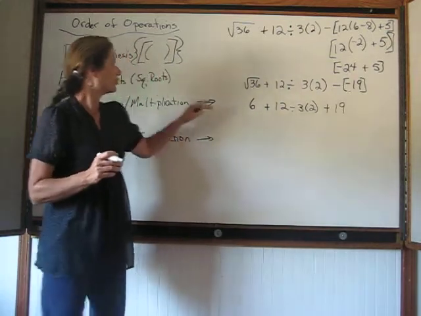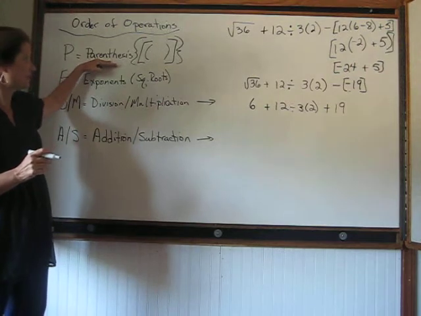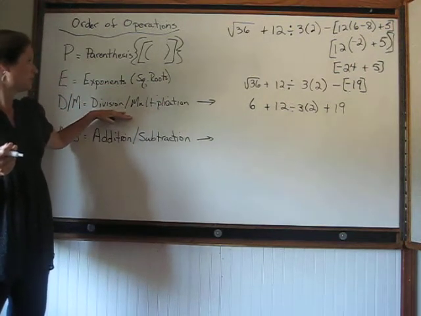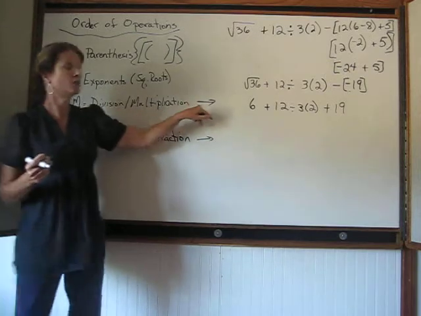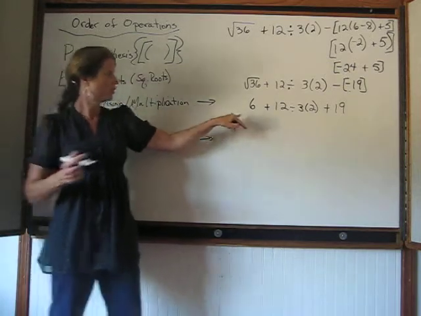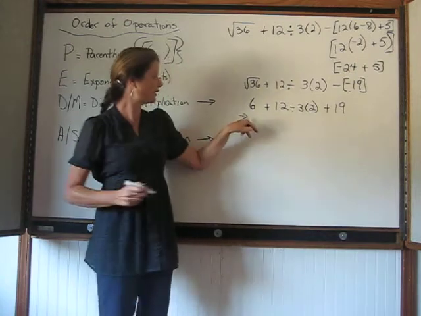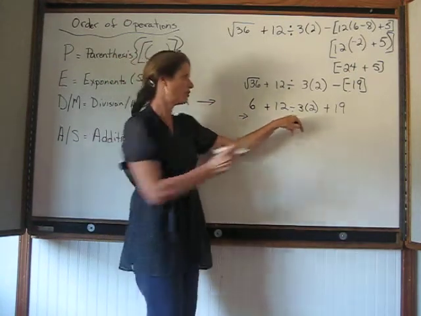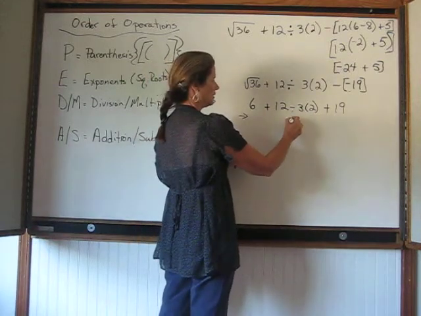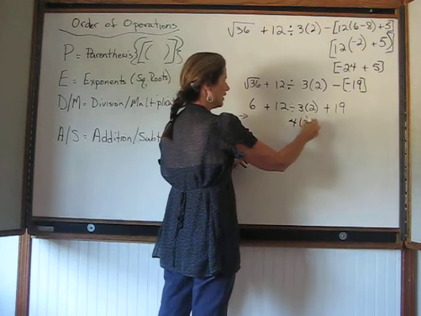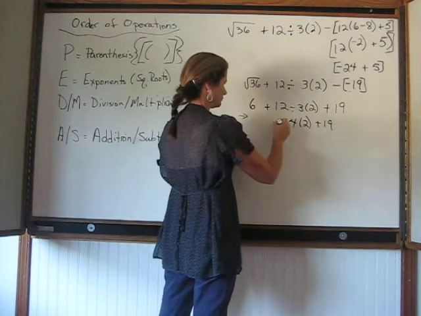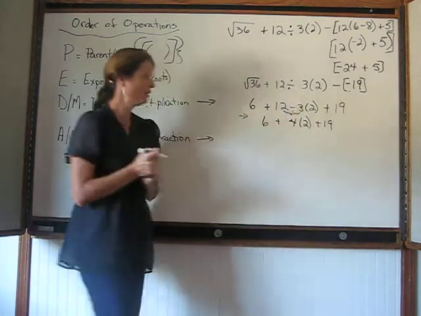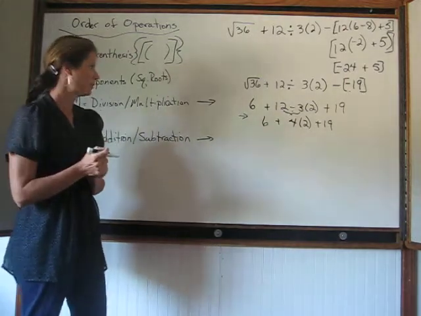All right, let's go back. We've done parentheses. We've done exponents and square roots. Our next step is division and multiplication, working left to right. So we start here. As we work our way across, we hit division first. So let's do this division. 12 divided by 3 is 4. And again, I'm just going to keep writing. We took care of this. We got 4, and we still have the rest of the problem.